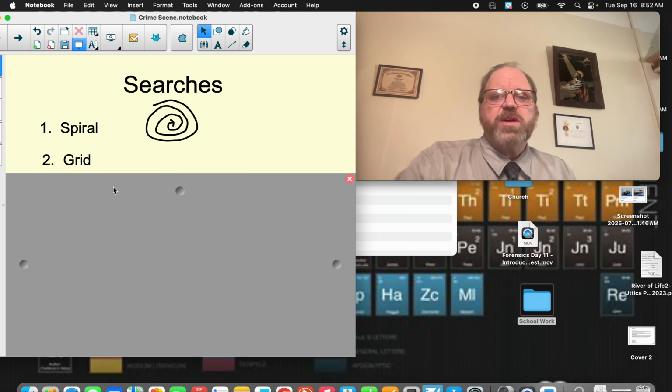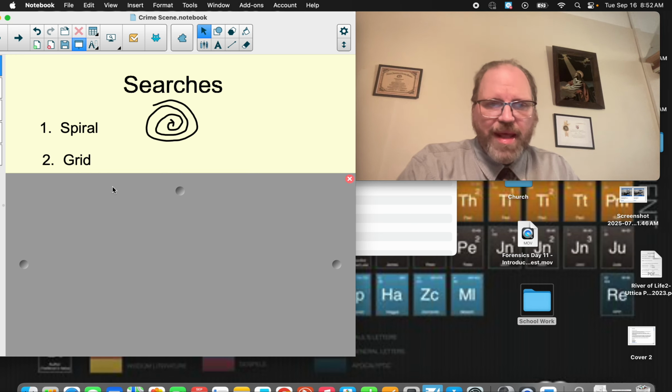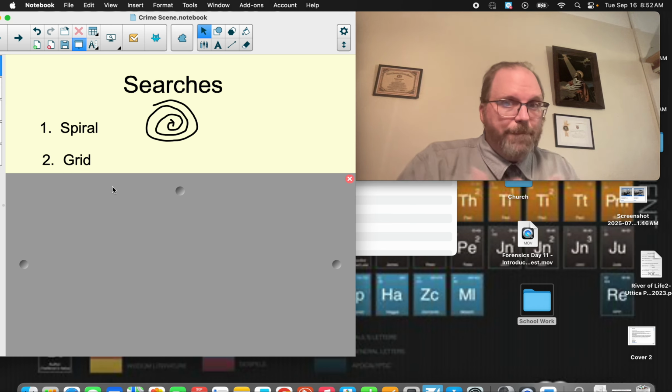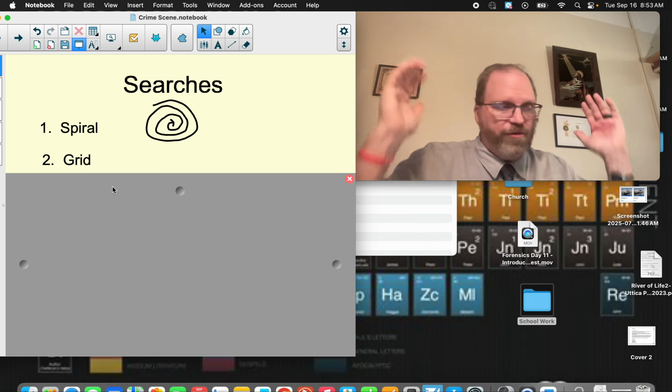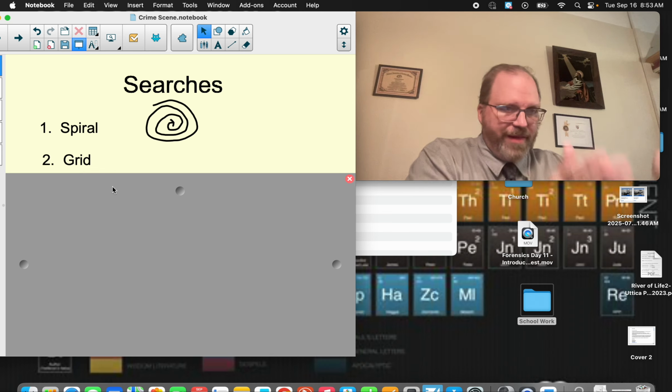Second way we can do it is a grid. When they had the Wayne Gacy case, underneath his house, he had buried many young men. So what they did is they cordoned off the bottom of his house. They pulled all the floor up. They would identify squares. They would dig down the squares.